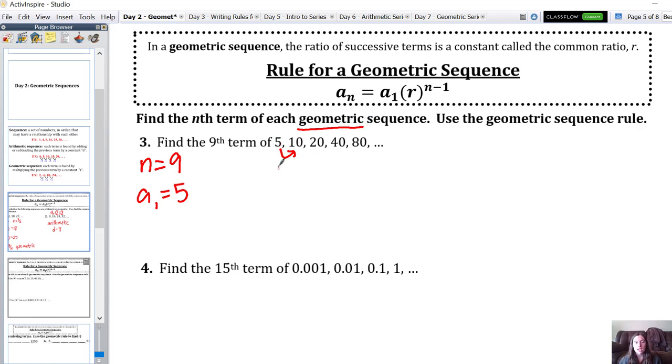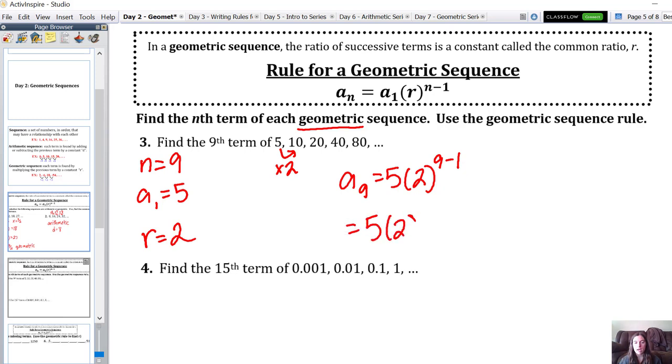So to get from 5 to 10, we would multiply by 2. To get from 10 to 20, times 2. 20 to 40, times 2. 40 to 80, times 2. So that means our value of r is 2. Now we can use our rule for geometric sequences to find the 9th term. a sub 9 equals the first term times r to the power of n minus 1. This becomes 5 times 2 to the power of 8.